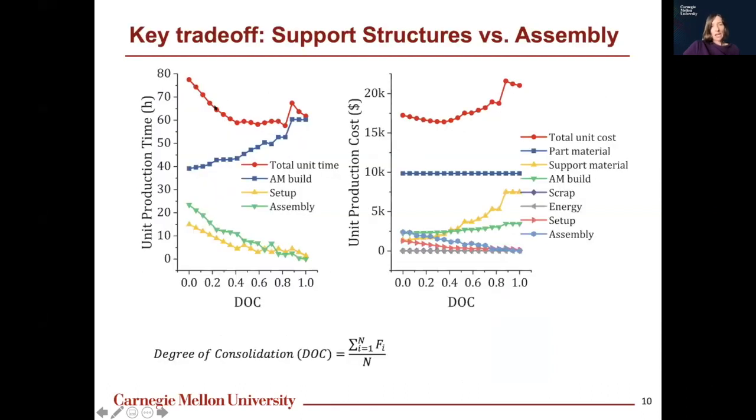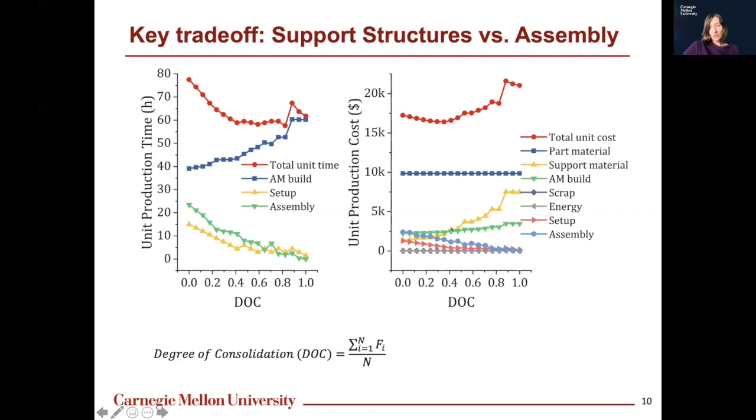So here I'm plotting in red the Pareto frontier of the production time, as well as the frontier for the production costs at different levels of consolidation, where the degree of consolidation is defined as the percentage of interfaces that were consolidated. And so here you can see the key trade-off that we discover is that as the degree of consolidation increases, we see a reduction in the costs associated with machine setup, as well as assembly steps, and taking those out of the production process.